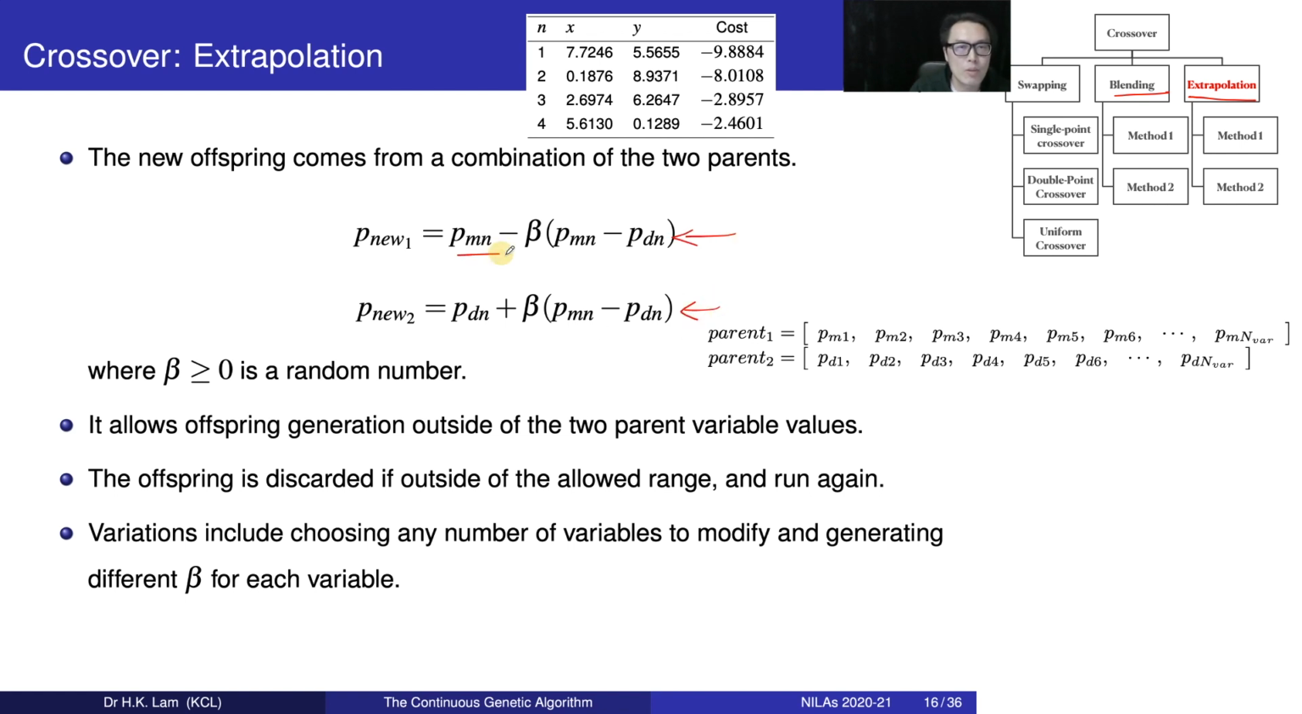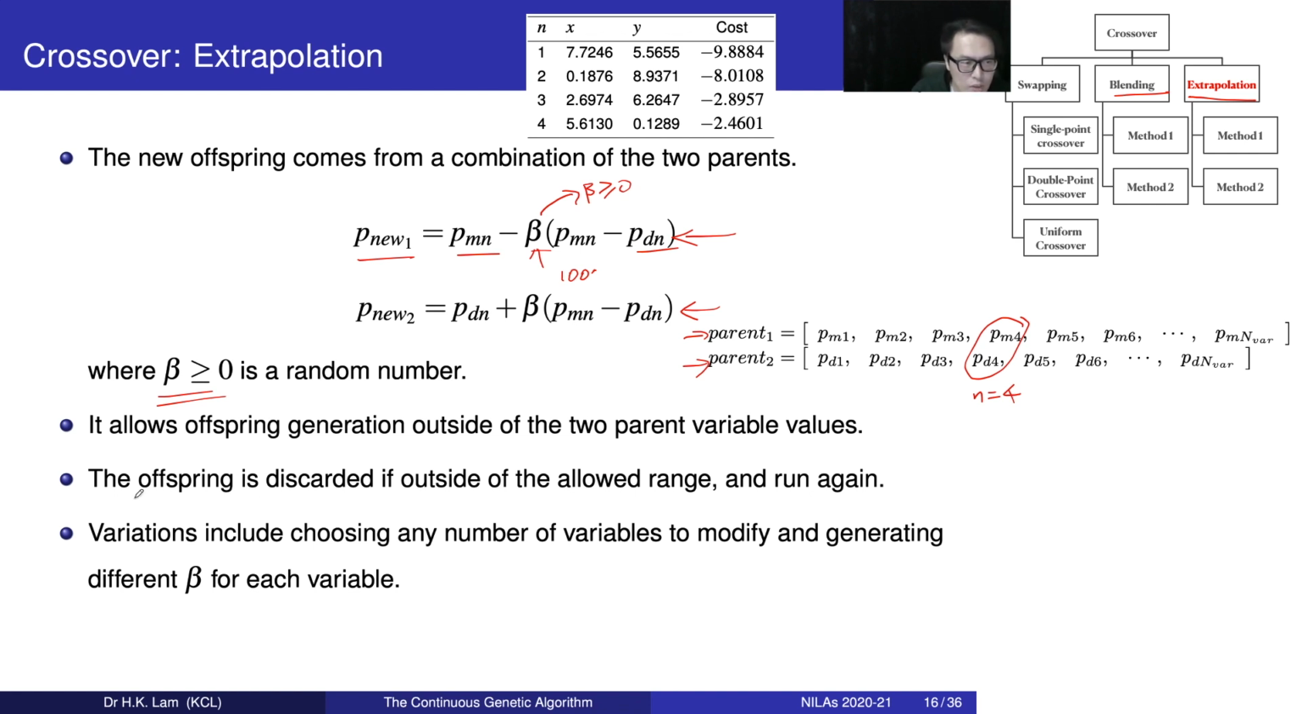We have PMN and PDN from parent 1 and parent 2. For example, we choose the crossover point right here, and this will be the PMN, this one will be the PDN when n equals 4. Now instead of bounding beta within 0 to 1, beta is greater than or equal to 0. If beta equals 0, we do not introduce any new information, but beta is a random number greater than 0, and we do not apply any limit to it. It could be any value larger than 0. In that case, the new value may be out of the range of this decision variable. For example, when beta is 10,000, it may be very large, so there is a chance that it is out of range.